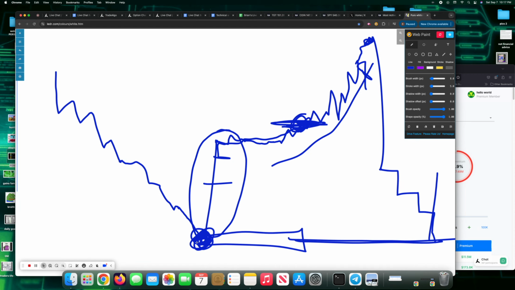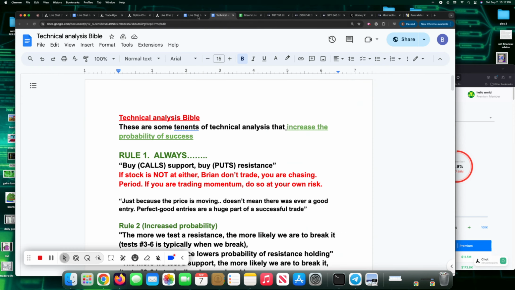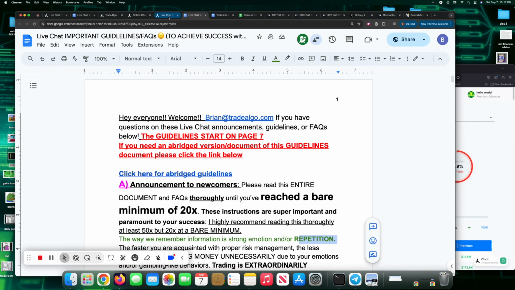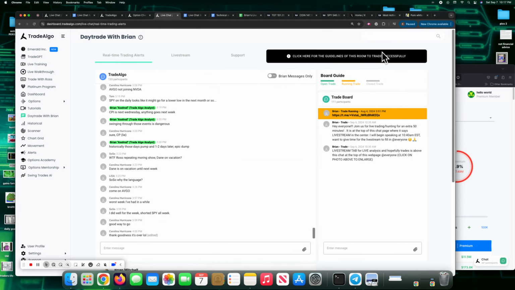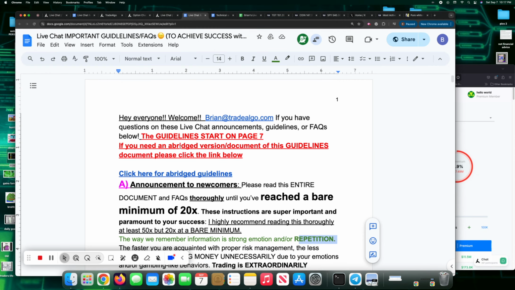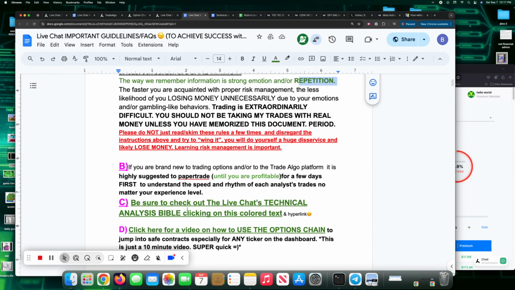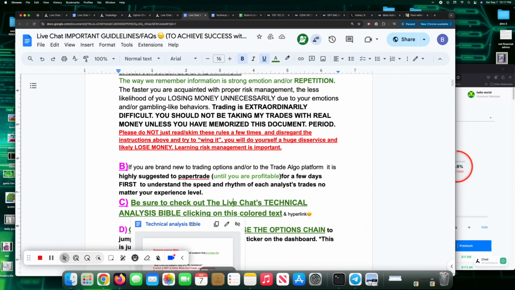For a reason. Now, I do often tell people that this is technical analysis. What can throw off our technical analysis, guys? Inside the guidelines, again, the guidelines are at the top of my room. Just open the hyperlink. Page 1, section C like Charlie, says be sure to check out the Live Chat's Technical Analysis Bible. You just open the hyperlink after clicking on the green text.